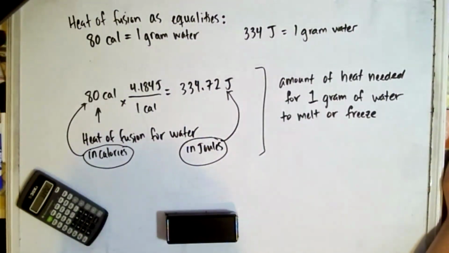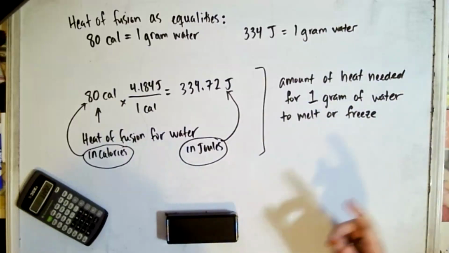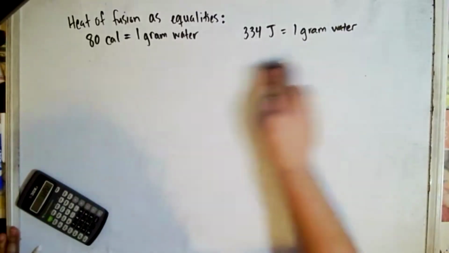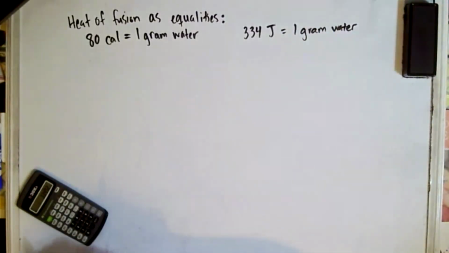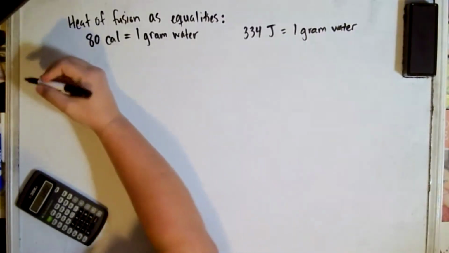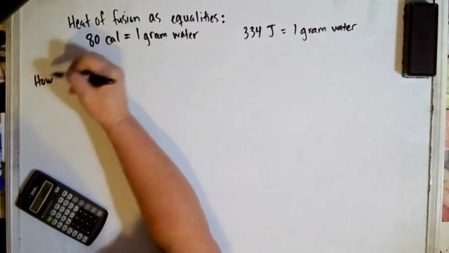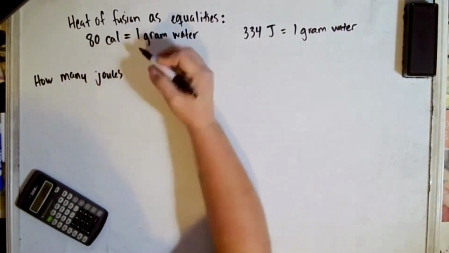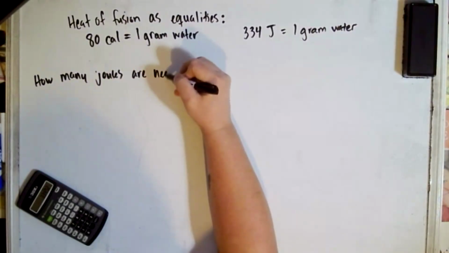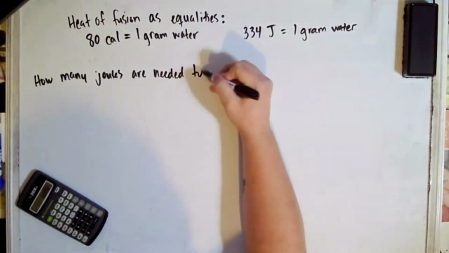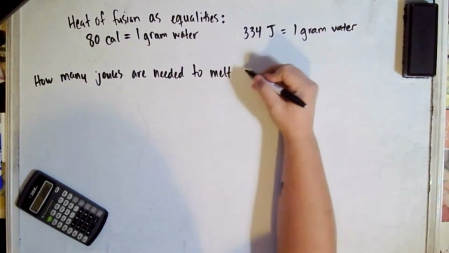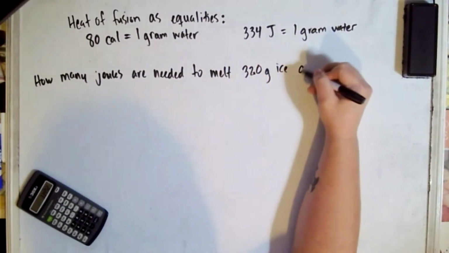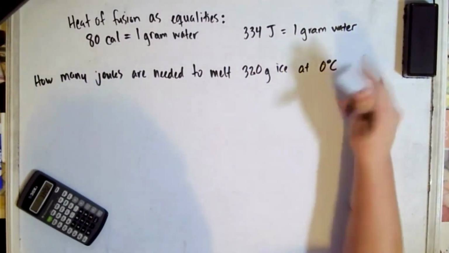Okay, but now if we look at the question on the next slide, that question says, how many joules are needed to melt 32 grams of ice at 0 degrees Celsius?